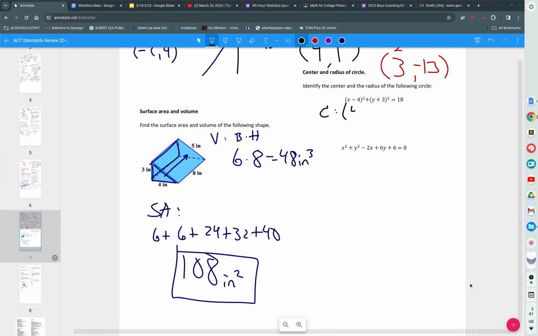Yeah. The center is 4, negative 3, and the radius is going to be the square root of 18, which is 3 roots of 2. I've done many reviews over the year. This one I've settled on as part of my 8th different form of review, and this is one I continue to use, just simply because the scores have gotten better.